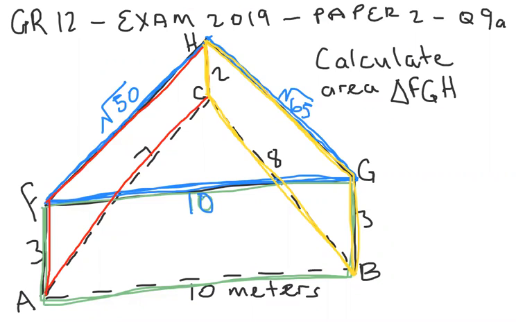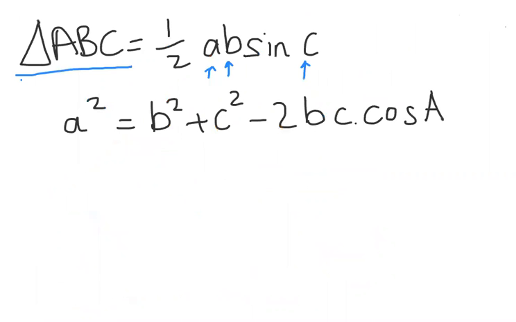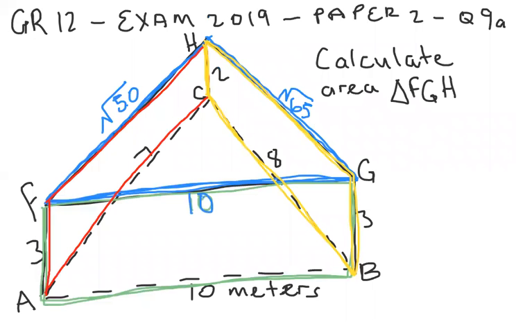So now we have that. Again, why do we want all the sides? Because we're looking at the area of the triangle. That is what we want. And we need two sides and an angle as well. So let's see what we have. We have the two sides, square root of 50 and square root of 65, and we also have another side, 10, over here.